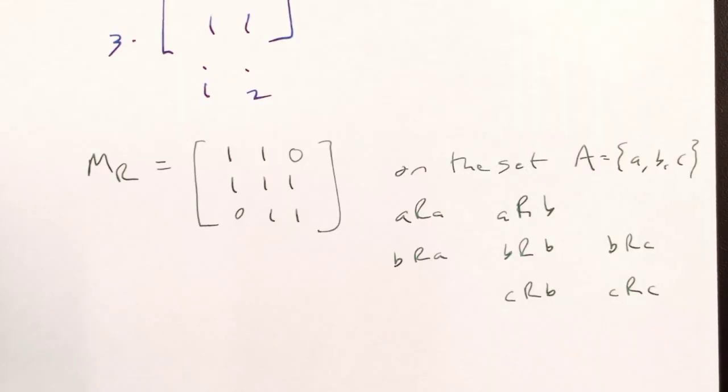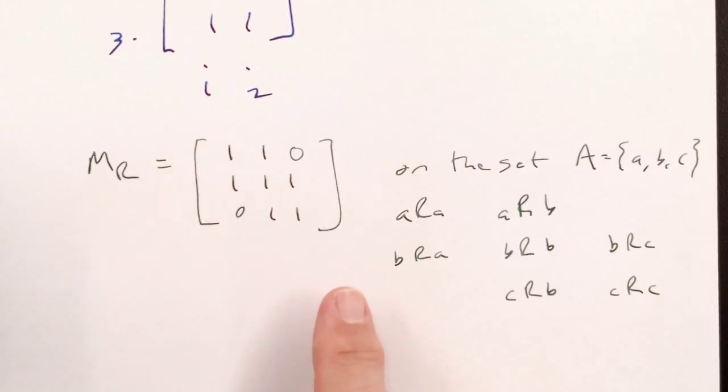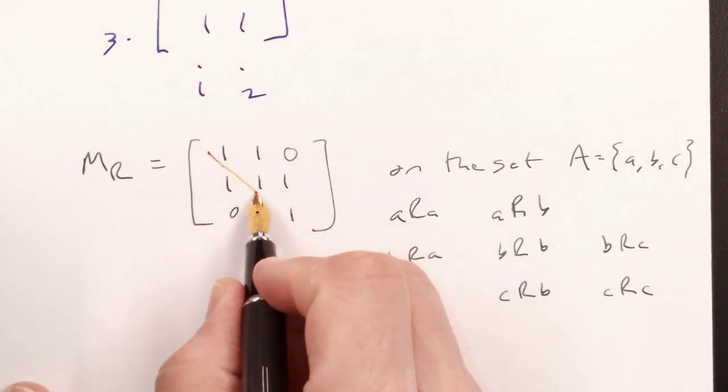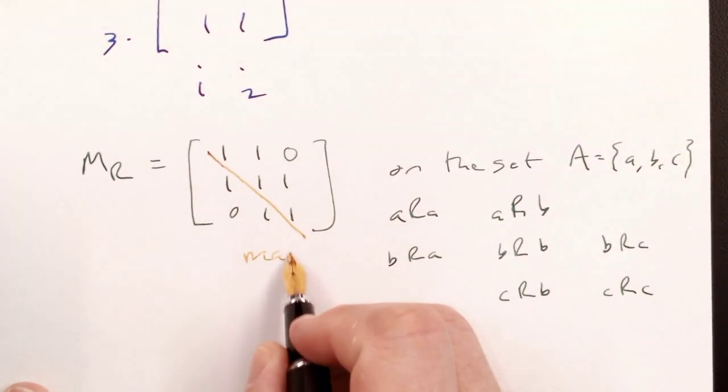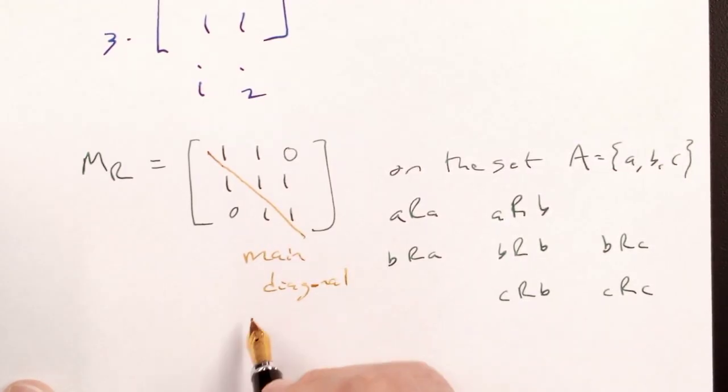Is this relation reflexive? Brent, why? Because A is related to A, B is related to B, and C is related to C. So every element is related to itself. But even if I didn't have this list, I could tell from the matrix, couldn't I? This long diagonal here, going from upper left to lower right, is referred to as the main diagonal of a matrix.